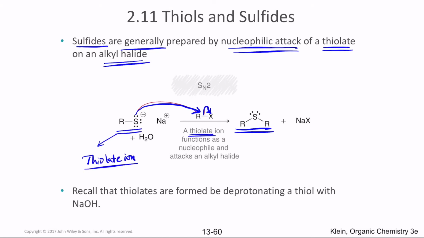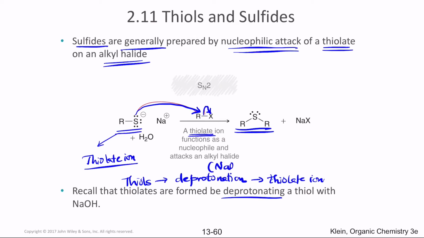So thiolate ions are created from thiols under proton transfer. So when they undergo proton transfer, they create the thiolate ion. So under deprotonation, let me write it clearly. Deprotonation forms the thiolate ion. And the deprotonation is generally done by using NaOH, because NaOH has OH that can capture the proton.